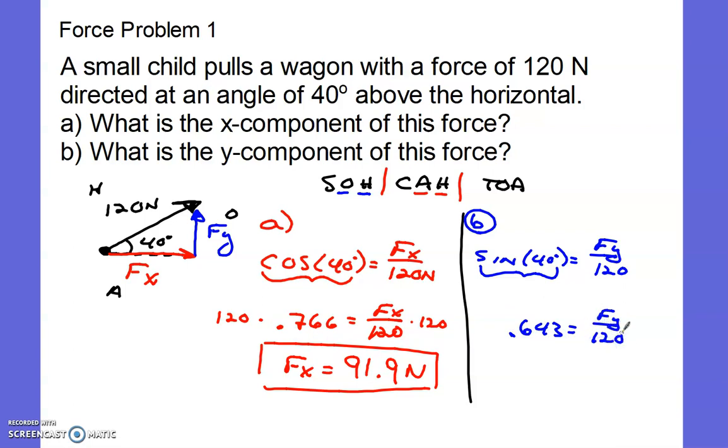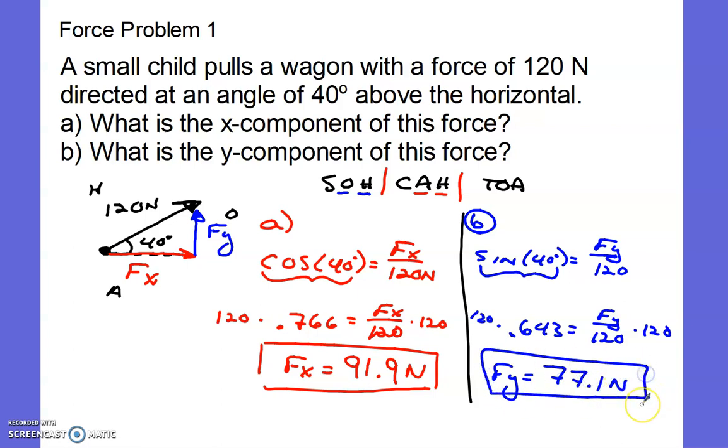Just as before, to solve for Fy, we're going to multiply each side by 120. And we get that the y component is 77.1 newtons. So just like before, we're going to use our sine and our cosine to solve for those two components. It is simply vector resolution applied to forces.